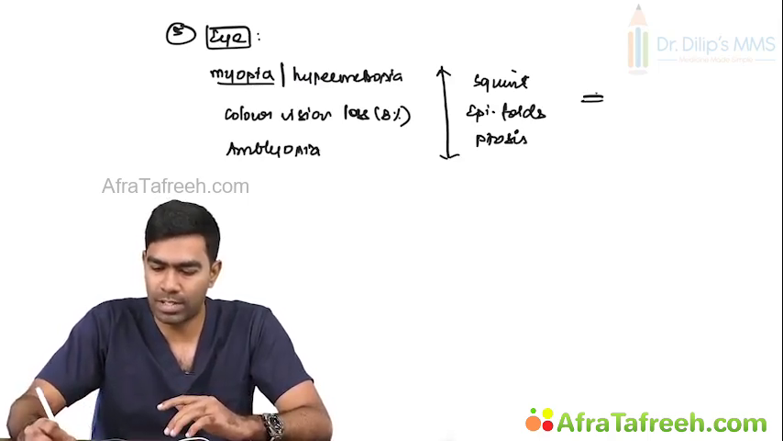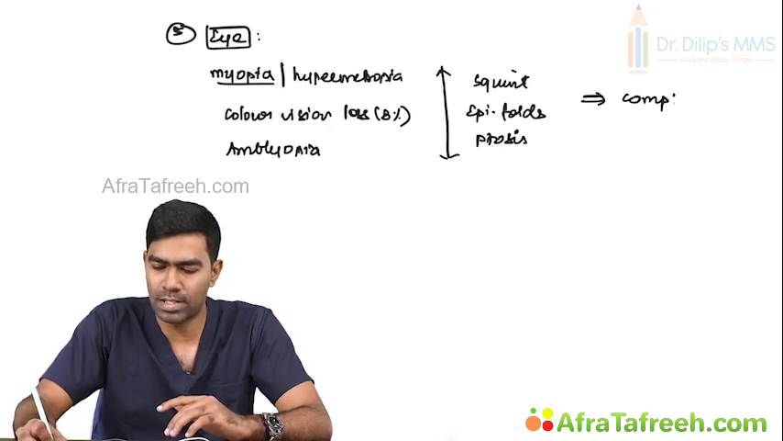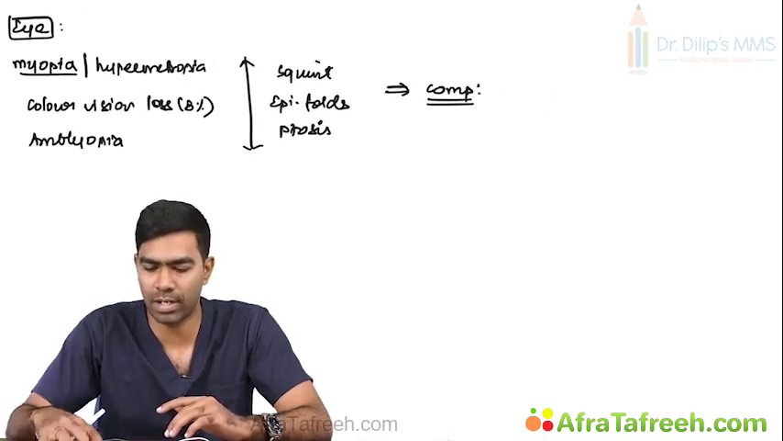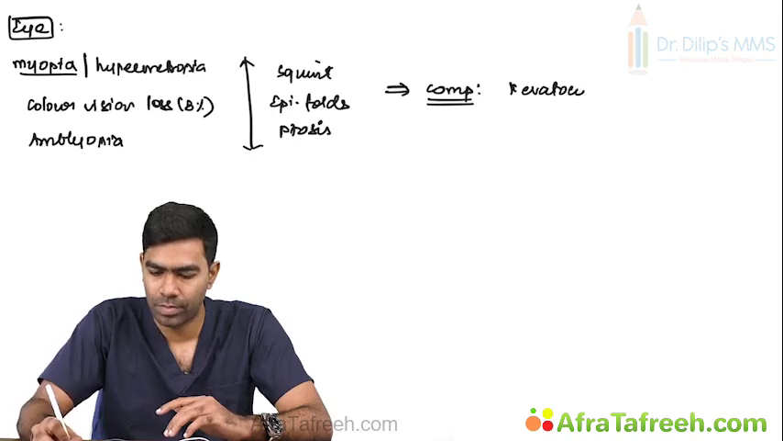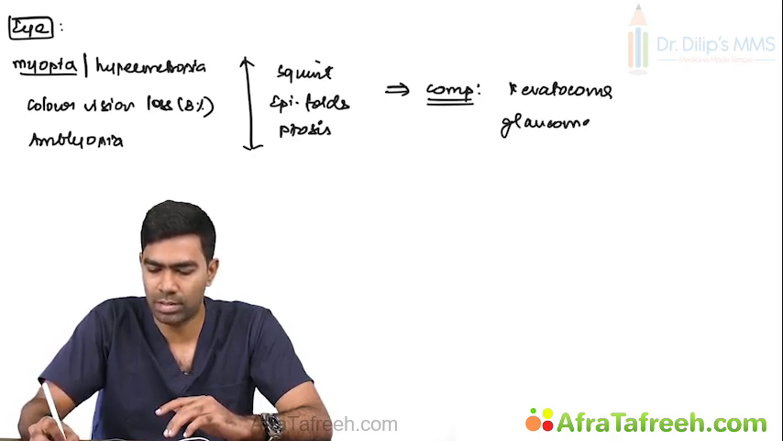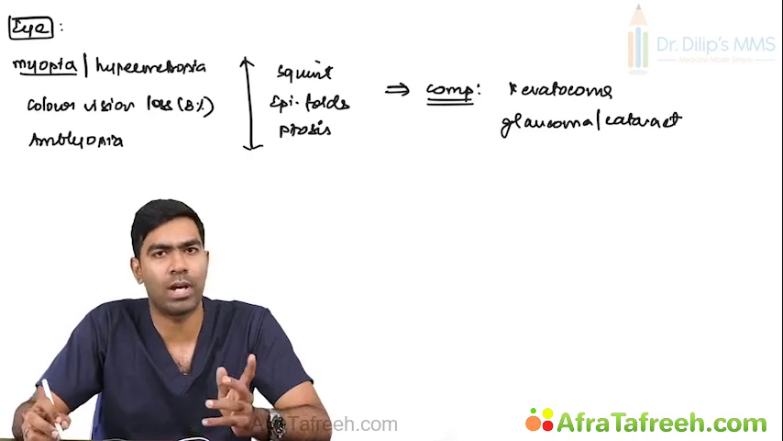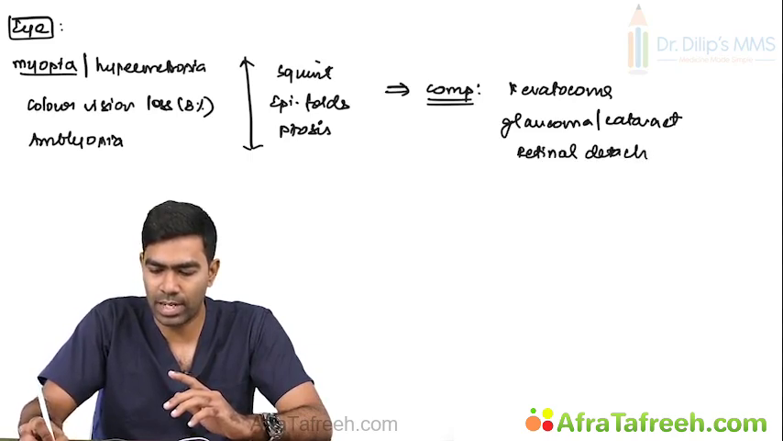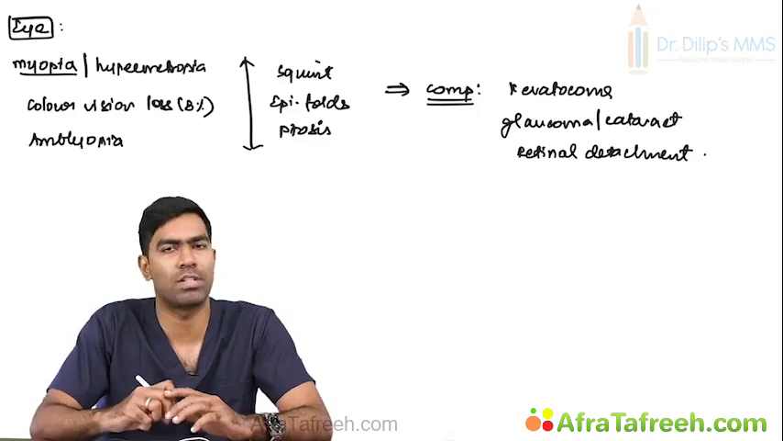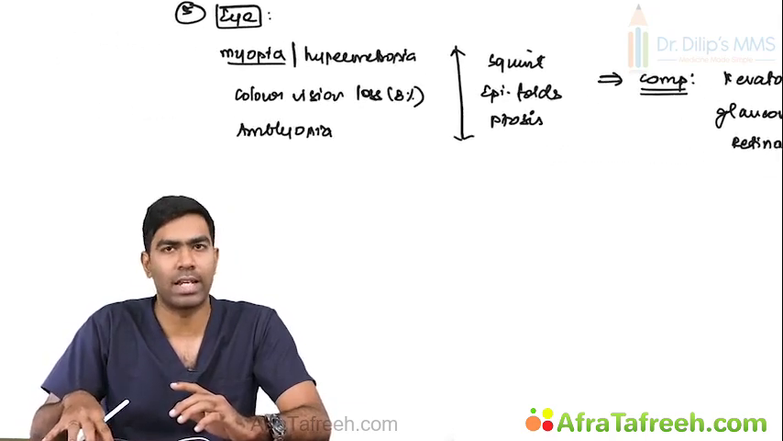And what are the complications? Because of all these problems, what complications might these Turner syndrome patients encounter? They may develop keratoconus, which is fairly common. They can develop glaucomas and cataracts, expected with myopia and hypermetropia, and retinal detachment. So these are some of the complications these patients might have because of the eye involvement.